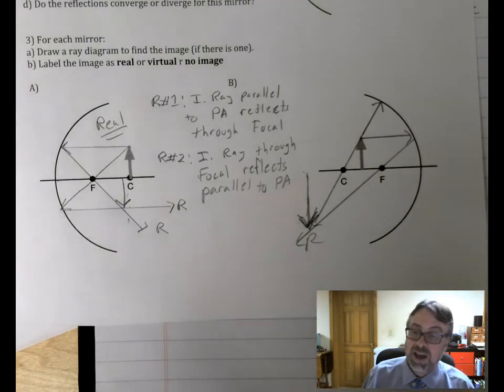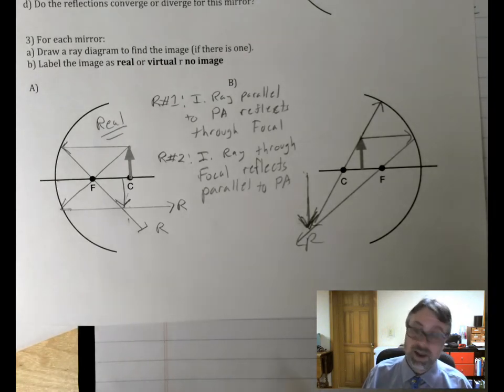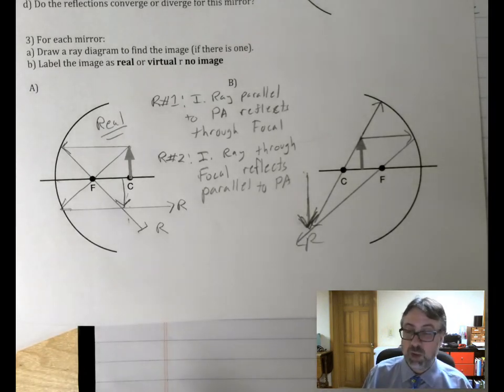Next week, we'll continue on with spherical mirrors, and then we'll start transitioning to how to do it with equations. But it's always good to start out with diagramming the rays first to understand, so we get a better feel for if the equations are telling us the right things.